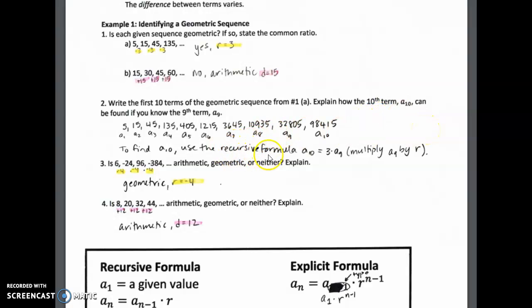And that's what we do every single time to get the next term in the sequence. This is also known as the recursive formula. The recursive formula is what you do to find the next term of your sequence. So basically, it's just multiplying by your R value, your common ratio. In number 3, it's kind of just like number 1. Is it arithmetic, geometric, or neither? In this case, if we examine our numbers, we're multiplying by -4 every time. So that is a geometric sequence because we're multiplying every time by a common number. And in number 4, we are adding a common difference. So that's an arithmetic sequence.